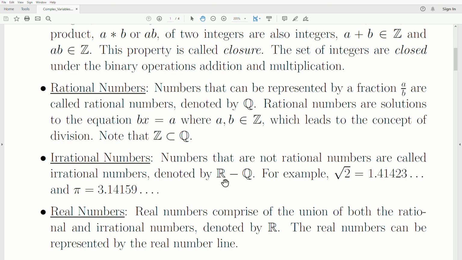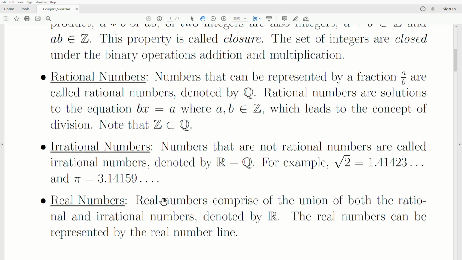Now, R is the real numbers. Of course, we haven't defined it yet, so it's kind of a circular definition. But Q is the rationals. So we take the reals, subtract out the rationals, and we get the irrationals. So for example, the square root of 2 cannot be expressed in fraction form, or pi. The real numbers comprise the union of both the rational and irrational numbers, denoted by script R.